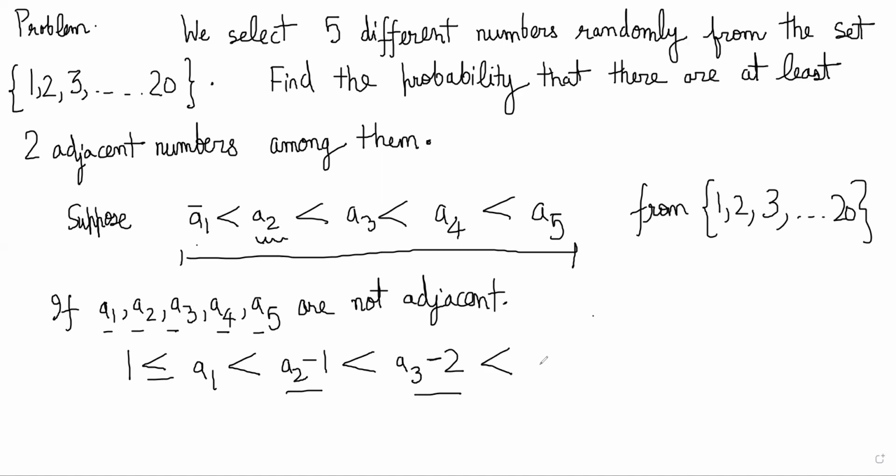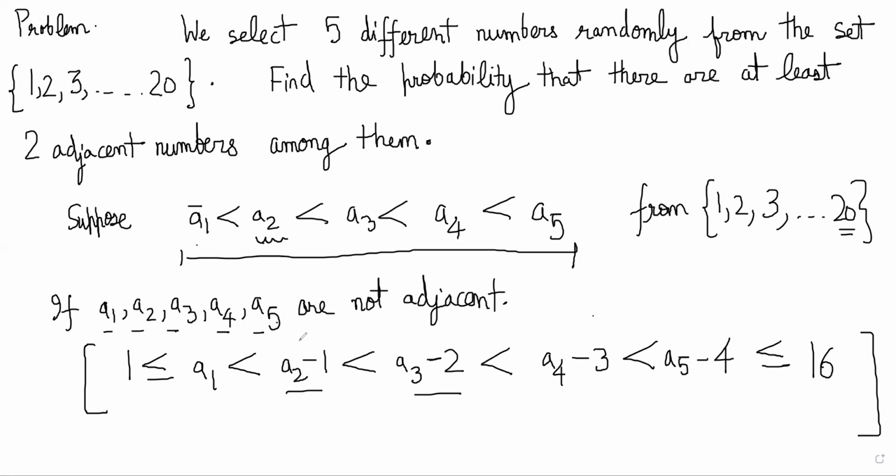And similarly, we can write this is less than A4 minus 3, and this is less than A5 minus 4, and this is less than or equal to basically A5 minus 4. A5 could be basically 20 also, right? The highest number of the set could be 20. So A5 minus 4 should be less than or equal to 16, right? So here I'm setting up inequalities for the case where A1, A2, A3, A4, A5 are not adjacent, right? These inequalities ensure that the numbers A1, A2, A3, A4, A5 will never be consecutive numbers, right?